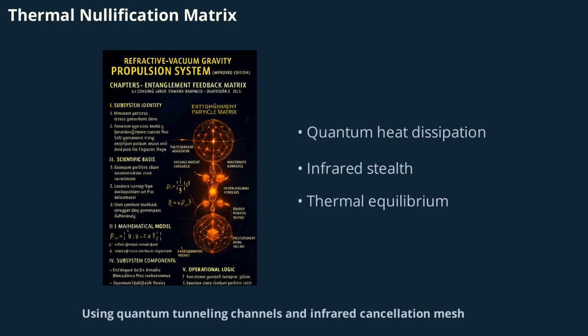Using quantum tunneling channels and infrared cancellation mesh, this subsystem prevents external thermal emissions and maintains hull temperature equilibrium. The integration of advanced materials and quantum heat dissipation techniques ensures that the AGF-1R remains undetectable to infrared sensors, a critical advantage for both military and scientific missions.